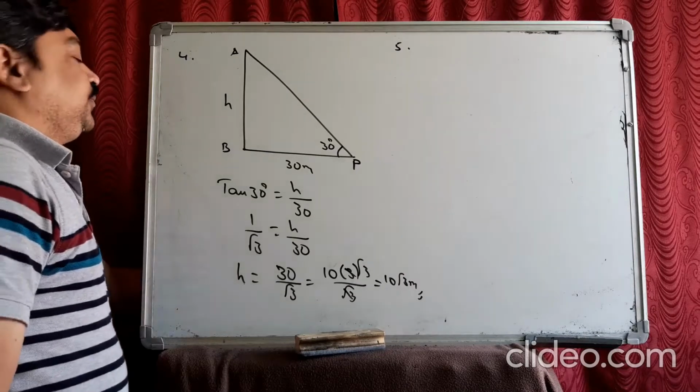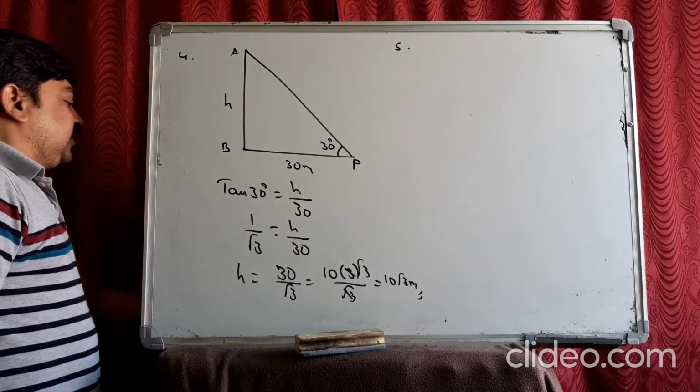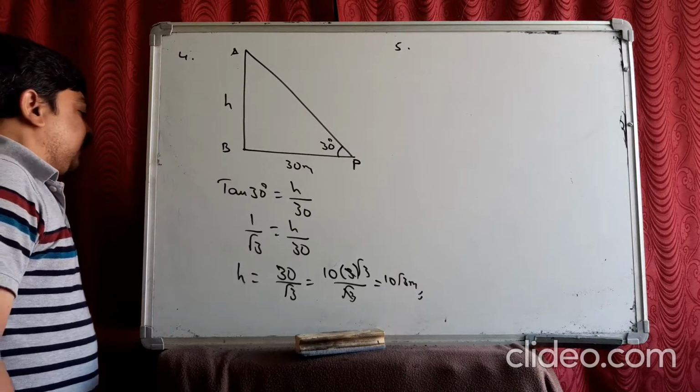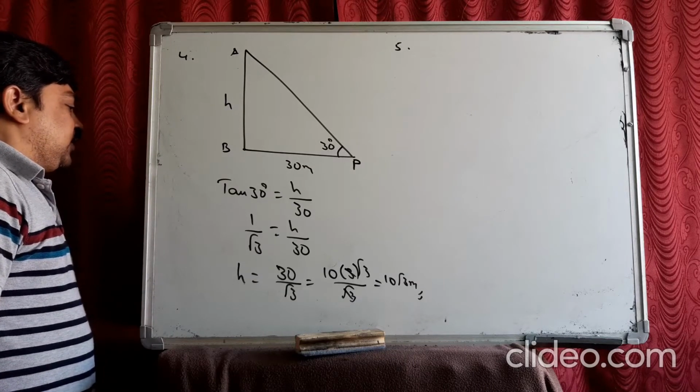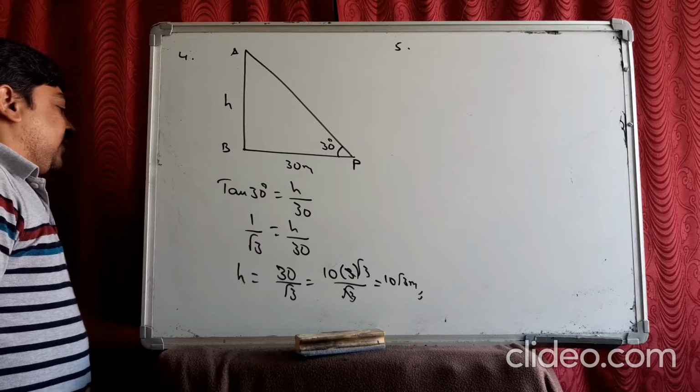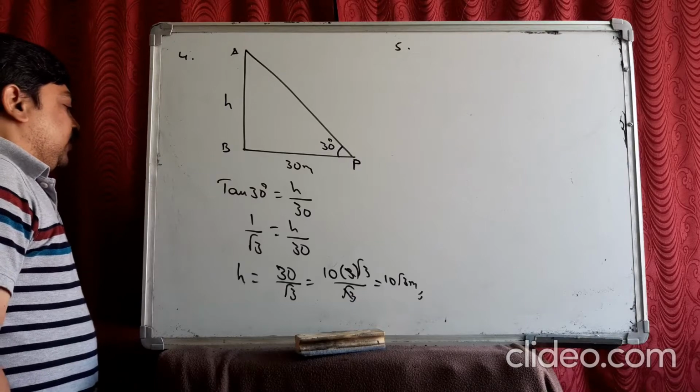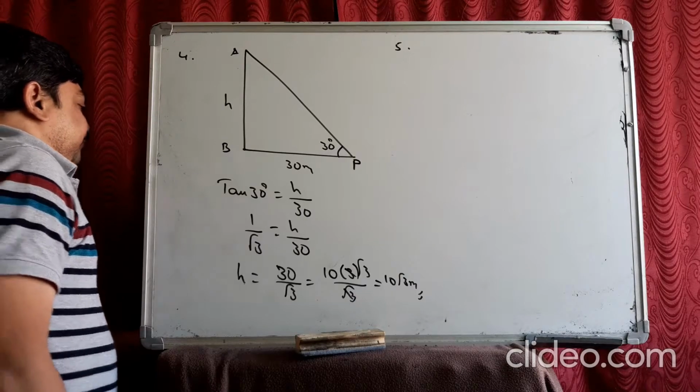Now fifth question. A kite is flying at a height of 60 meters above the ground. The string is attached to the kite and temporarily tied to the ground. The inclination of the string to the ground is 60 degrees. Find the length of the string, assuming that there is no slack in the string. You have to find out the length of the string.